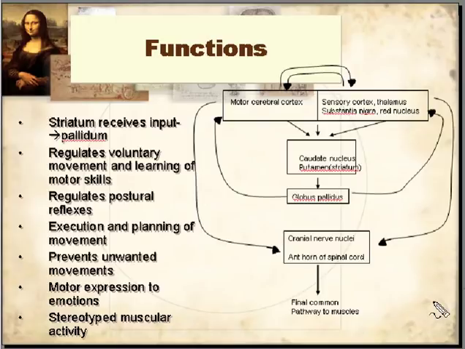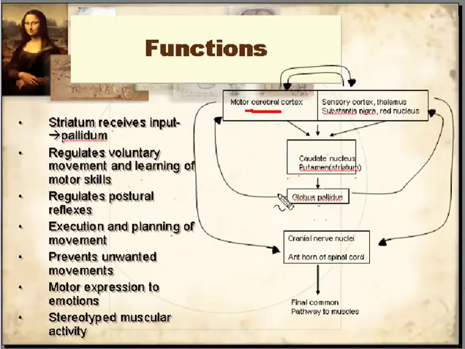So they suppress those movements which are not needed when you're performing a desired activity. Apart from this basic function, the other functions of the caudate nucleus are that it regulates voluntary movement and learning of motor skills. And how all of these functions are carried out is that the basal ganglia, or the striatum, as you can see here, receive inputs from the cerebral cortex, the motor part of it, also the sensory cortex, the thalamus, and the brainstem.